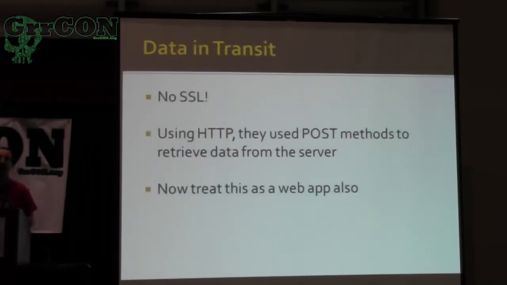Data in transit. Oh, remember that 128 bits of encryption they said? Well, apparently they do it over port 80 HTTP, which was kind of a surprise to me. I was trying to figure out how they were going to do that. So there was no SSL. They were just using normal HTTP to communicate back to their backend, and they were using post requests. The application would make a post request to the server, and the server would then spit back whatever information it happened to be requesting.